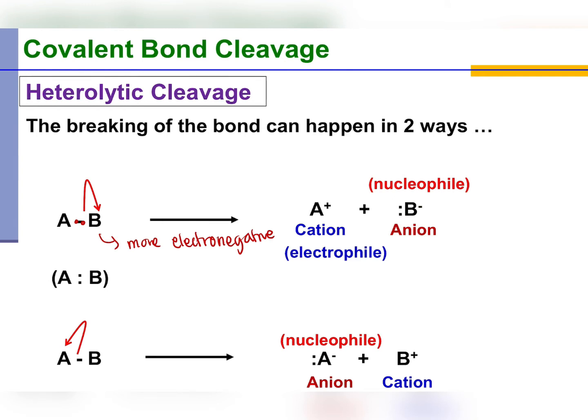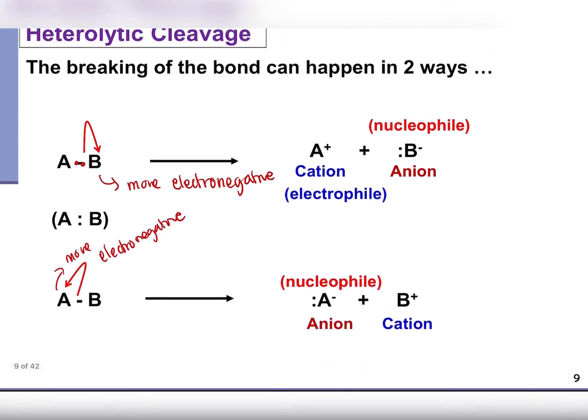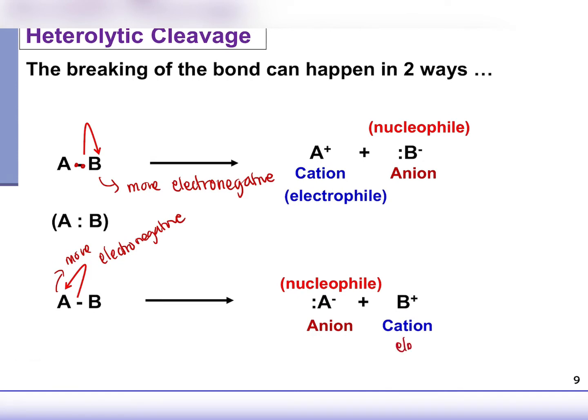Okay, and the next one is the situation where A is more electronegative. If A is more electronegative, A will attract both electrons. A ends up with the electrons and becomes negatively charged. Since A is rich in electrons, A becomes the nucleophile. And B did not get the electrons, so it is deficient in electrons and becomes the electrophile. So that explains bond breaking for heterolytic cleavage.